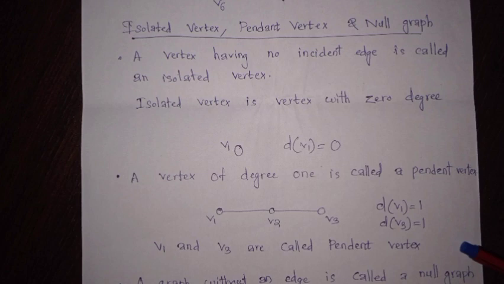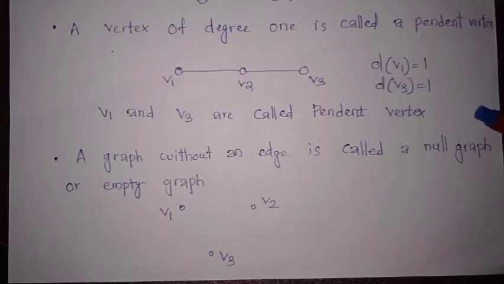And a vertex of degree 1 is called a pendant vertex. Here we can see that there are 3 vertices and 2 edges, and the V1 and V3 vertices have degree 1, and they are called pendant vertices. A graph without an edge is called a null graph or empty graph. Here we can see V1, V2, V3 vertices and there are no edges. So it is called a null graph or empty graph.